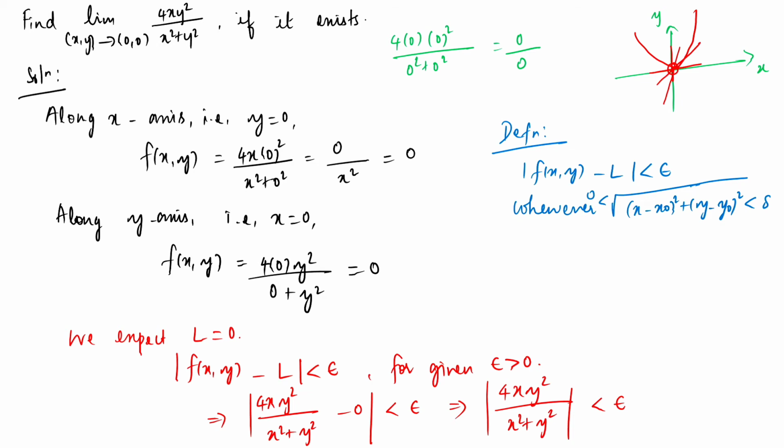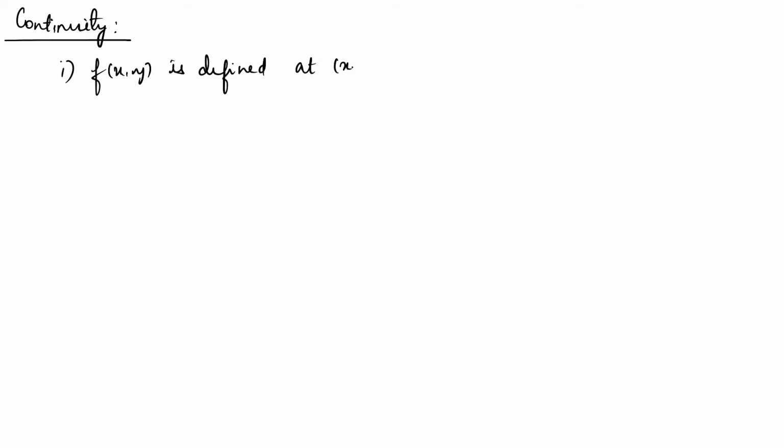Okay, so the next concept that we are going to see is continuity of functions of two variables. In order for a function to be continuous at a point, what holds in one dimension shall also be extended to two-variable cases. So the first condition is that the function has to be defined at a particular point, so that we can talk about the continuity at the point.